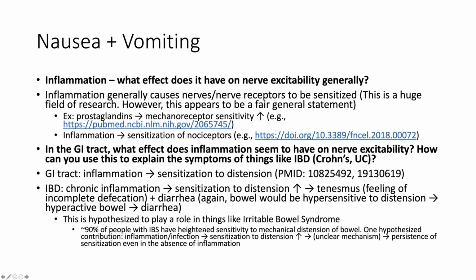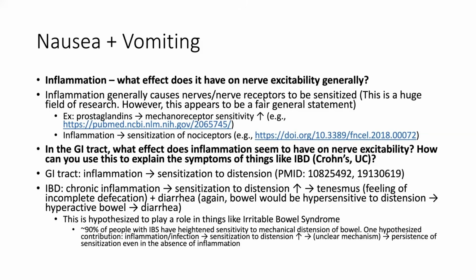Kind of cool. This is also, as I went down the rabbit hole, hypothesized to play at least a role in things like irritable bowel syndrome. It is established that 90% of people with IBS have heightened sensitivity to mechanical distension of the bowel. One of the most tantalizing explanations for why, and at least it would explain some of the cases, is that you get an inflammation or infection or something, and that will sensitize you to distension. For unclear reasons, some people seem to be more likely to have persistence of that sensitization even when the inflammation is stopped, which is why they have to run to the bathroom so much, right? Irritable bowel is like the equivalent of urgency for the urinary system, which is again a very similar idea.